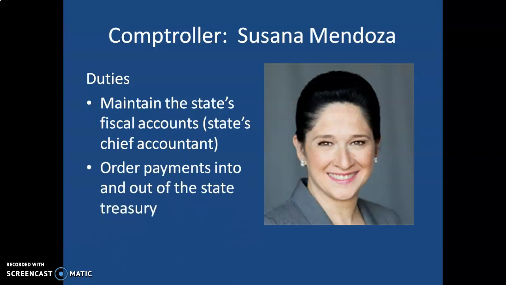She is also in charge of ordering payments into and out of the state treasury. So when the state has to pay a bill, for example, it's Susana Mendoza who authorizes the payment of that bill. When we pay our state income taxes, she's the one in charge of ensuring that the income taxes are being paid and put into the proper accounts. So that's our Comptroller, our chief accountant.